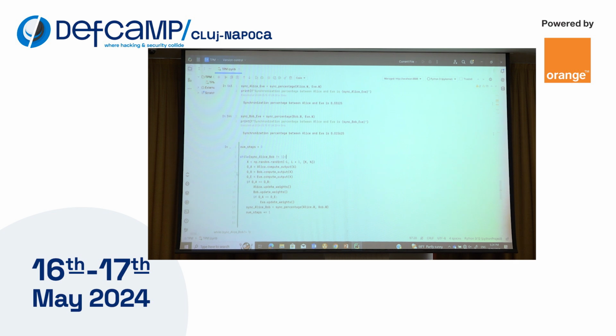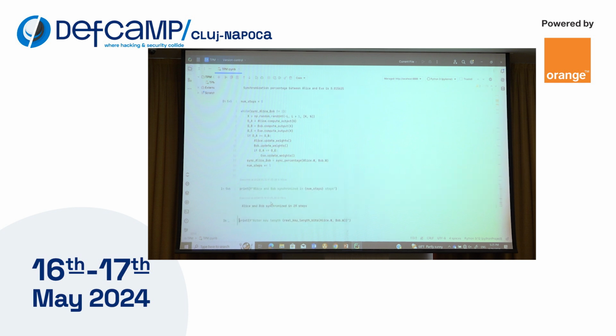And now here is the naive attack. Like I said, all 3 actors compute the outputs. If the outputs of Alice and Bob are equal, Alice will update her set of weights, Bob will update his set of weights. But we have one extra step. If those outputs are also equal to the output of the attacker, to the output of Eve, Eve will also update his weights.